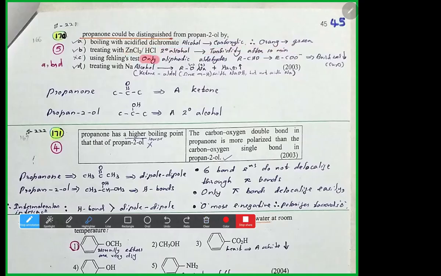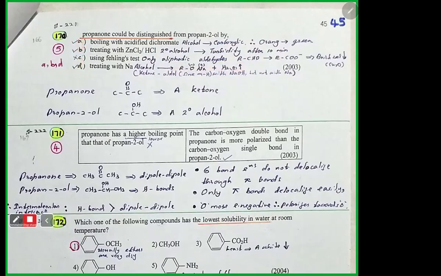Fehling's: only aliphatic aldehydes go from RCHO to RCOOH, giving a brick red precipitate, not ketones. Treating with sodium, the alcohol ROH releases H2 gas, so bubbling of H2 gas is also an observation. A, B, D correct. 170, answer 5.